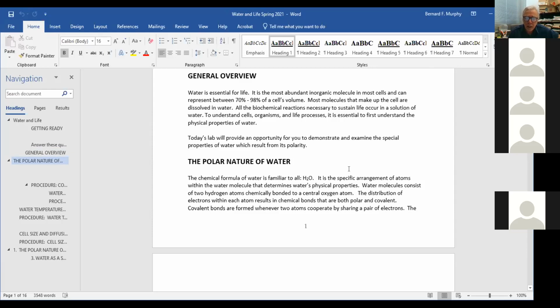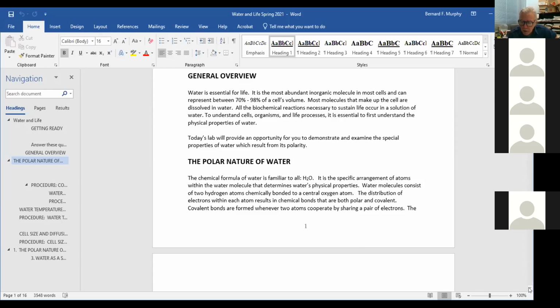So to understand cells, organisms, life processes, it's necessary to first understand the physical properties of water and how important these physical properties of water are to life on Earth. Right? The chemical formula of water, familiar to all of us?